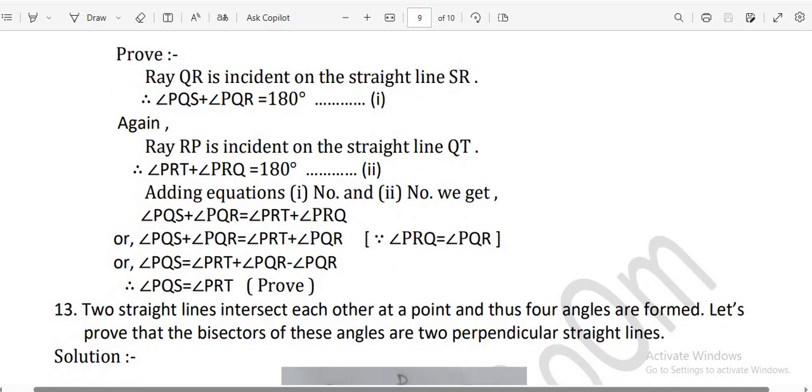Next question, question number 13. Two straight lines intersect each other at a point and four angles are formed. Let's prove that the bisectors of those angles are two perpendicular straight lines.